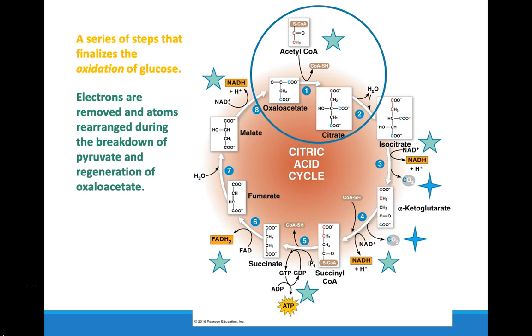You can see here for every acetyl CoA that comes in, we get 3 NADH molecules and 1 FADH2 molecule, so 4 electrons are removed, and those are going to be used in oxidative phosphorylation. We also have carbon dioxides released. So for every acetyl CoA that comes in, we get 2 carbon dioxides released, and then we get a little bit of ATP produced.